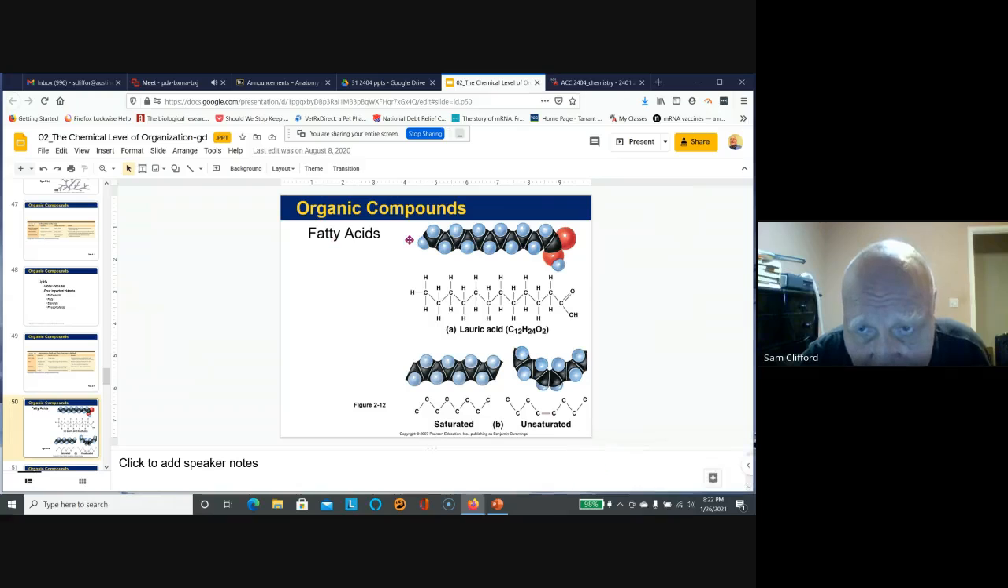Okay, a fatty acid is a long chain of carbon plus hydrogen attached to a carboxyl group. Here's the carboxyl group. If you have all single bonds, that's a saturated fatty acid. If you have double bonds, that's unsaturated. So notice a fatty acid has a long chain of carbon with hydrogen. Here's the long chain, and it has a carboxyl group right here.